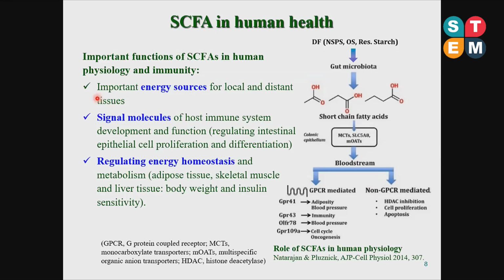The first one: short-chain fatty acids are the major metabolic products from the fermentation of polysaccharides and dietary fiber. They can act as an energy source for local and distant tissues, and they are also major signal molecules for the host immune system, and for its development and function. Another one is regulating energy homeostasis and metabolism in the human body.